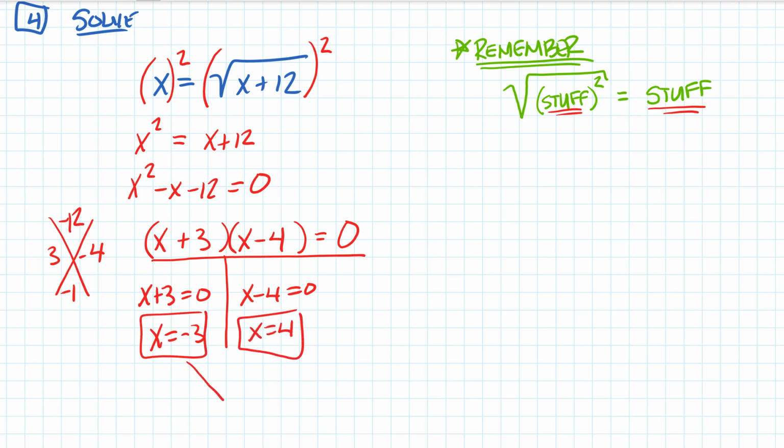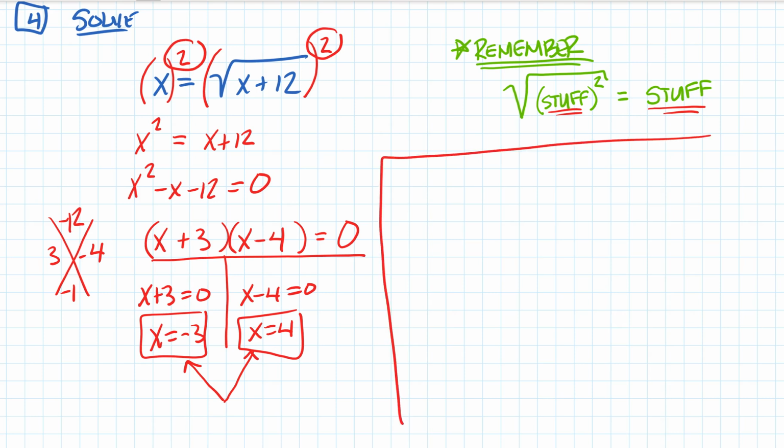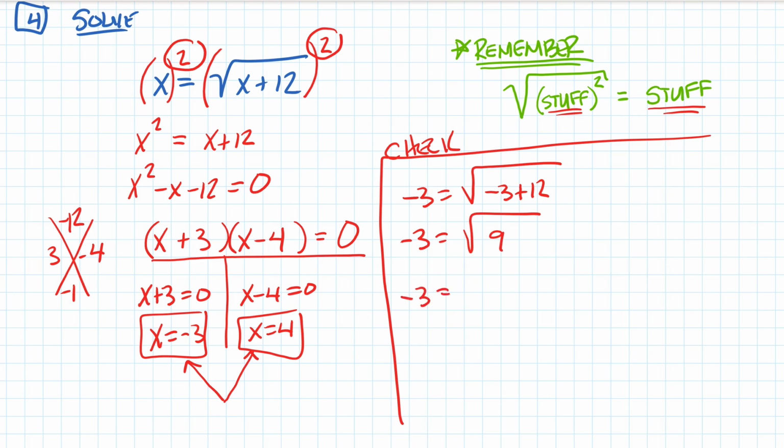So I've got 2 very distinct answers, and I could have potentially created an extraneous solution because I am squaring it. So what you need to do is you must check. And here's how you check. You simply just plug in. Is negative 3, I check into the original, is negative 3 equal to the square root of negative 3 plus 12? Is negative 3 equal to the square root of, well, 12 minus 3 is 9. Is negative 3 equal to 9? Or, excuse me, 3. Well, that does not appear to be true.